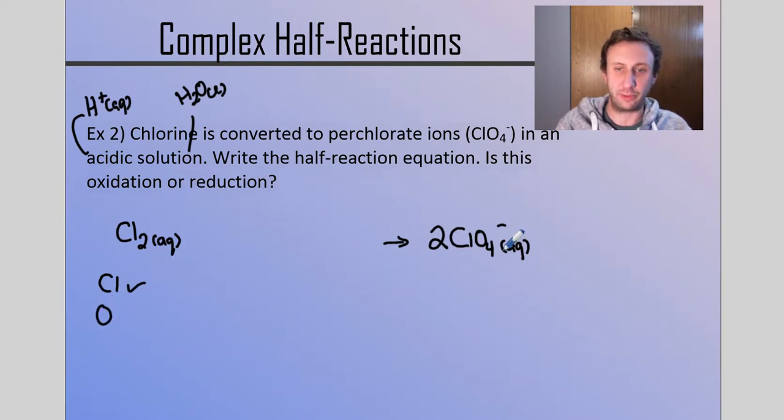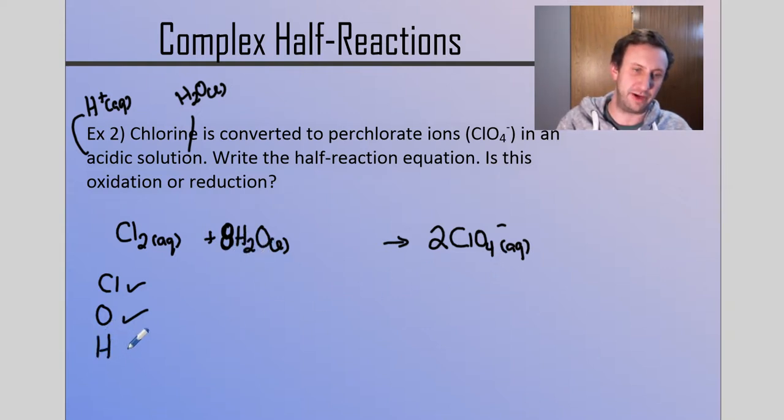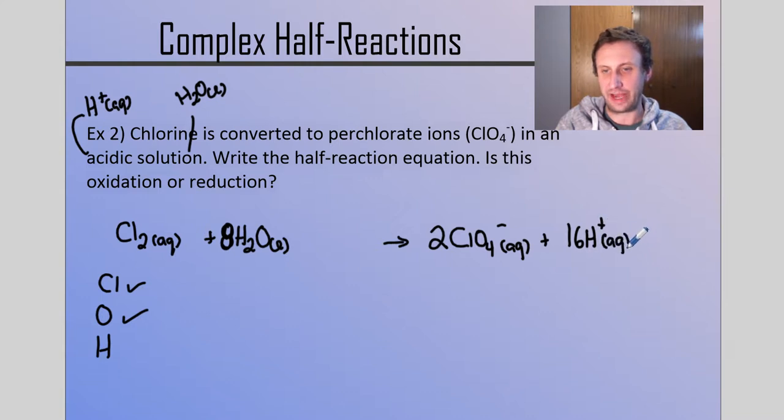I have 4 O's on the right, I have 0 on the left, so I can add 4 H2, oh, sorry, 8 H2Os. Whew, that was a close one. 8 H2O liquids on the left-hand side because I have 2 times 4 is 8 on the right, so I need 8 on the left as well. My O's are now set up. Now if I take a look at my hydrogens, I have 16 H's on the left, I have 0 on the right. I don't have hydrogen there at all right now. So I need to add 16 H positive to the right-hand side in order to get hydrogen to balance out. So H positive is my source for hydrogen.